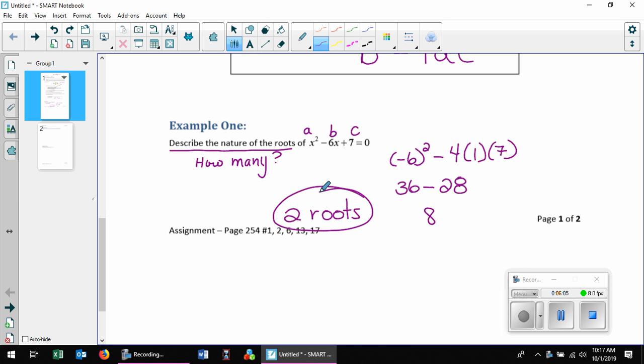Sometimes I don't even do the math. I just know that 36 is bigger than 28, right? So I'm going to end up with a positive number here. I might just write down positive and then 2 roots. Like if I've got 739 minus 68, the first number is bigger and the second number is smaller, and the answer is going to be a positive number. I'm just going to write down positive, and I'm going to say 2 roots.